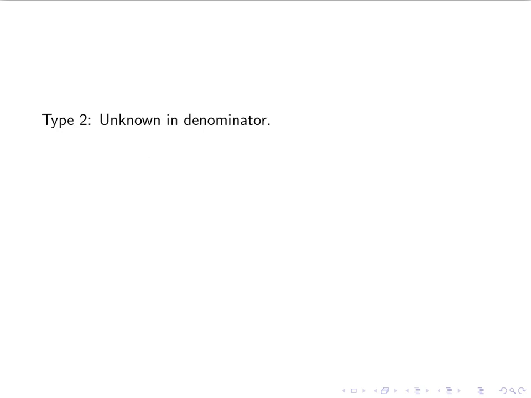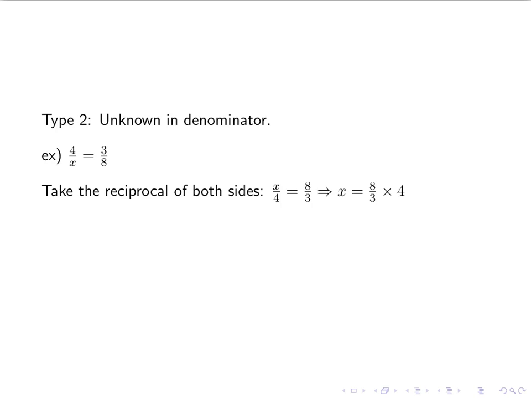The second type is when the unknown is in the denominator. So for example, 4 over x equals 3 over 8. There are typically two ways that we can do this. The first is to just take the reciprocal of both sides. So 4 over x equals 3 over 8, then x over 4 equals 8 over 3. And then just like before, I'll multiply both sides by 4, and I'll get 32 over 3.